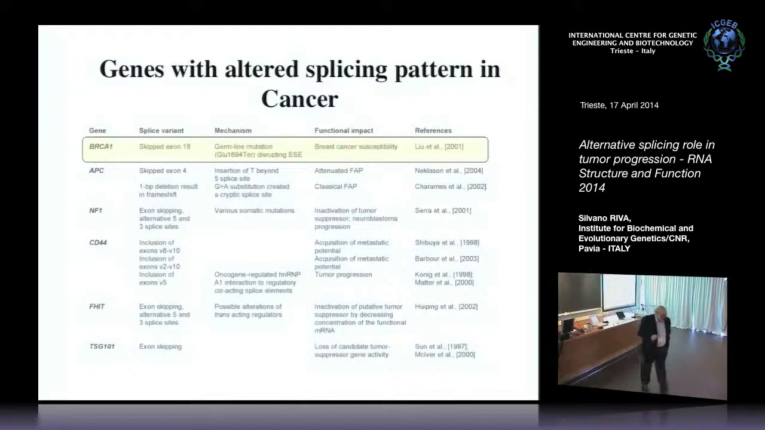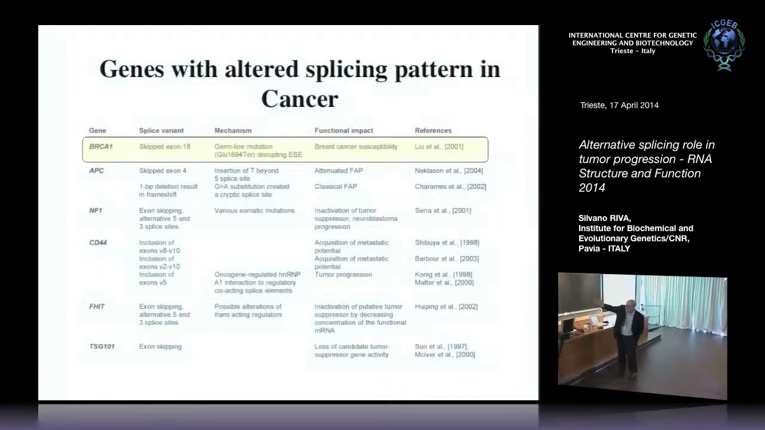All these issues are discussed in a review that I have sent to the course organizers as teaching material. I don't know if you have got it. You haven't got it? You should get it on a CD. Anyway, so there are many genes that have an altered splicing pattern.